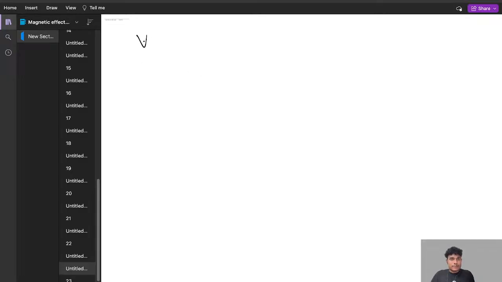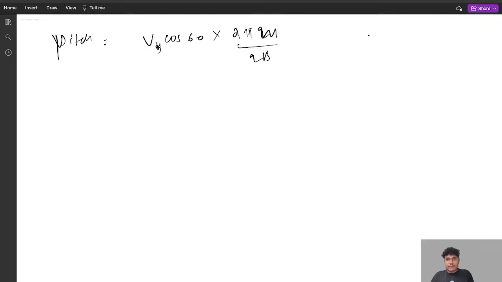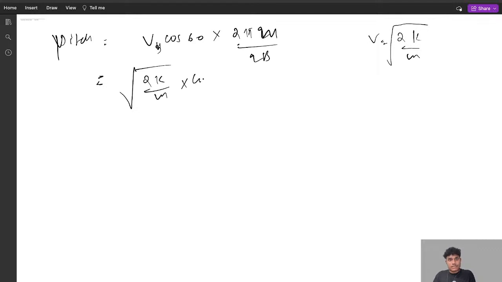What is our pitch? Pitch is equal to v parallel, sorry, v cos 60 into 2 pi m by qB. Is this correct? 2 pi m by qB. Okay, v parallel, that is v cos 60. And what is our v? v is equal to root of 2K by m, that is in terms of kinetic energy. So that is root of 2K by m into cos 60 into 2 pi m by qB.